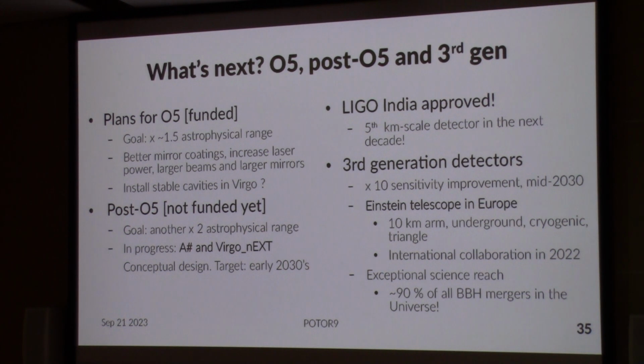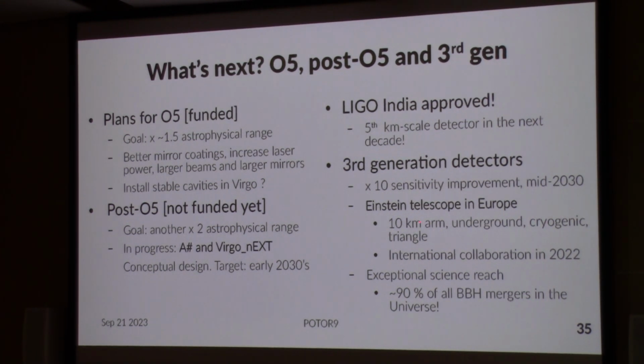Another factor of 2 of improvement in science reach, and therefore a factor of 8 in volume. Those projects are called A# for LIGO and Advanced Virgo Next for Virgo. We are at the conceptual design stage, and we are working on the technical design. The target here is to have something in the early 30s, because afterwards we'll be moving to the third generation.